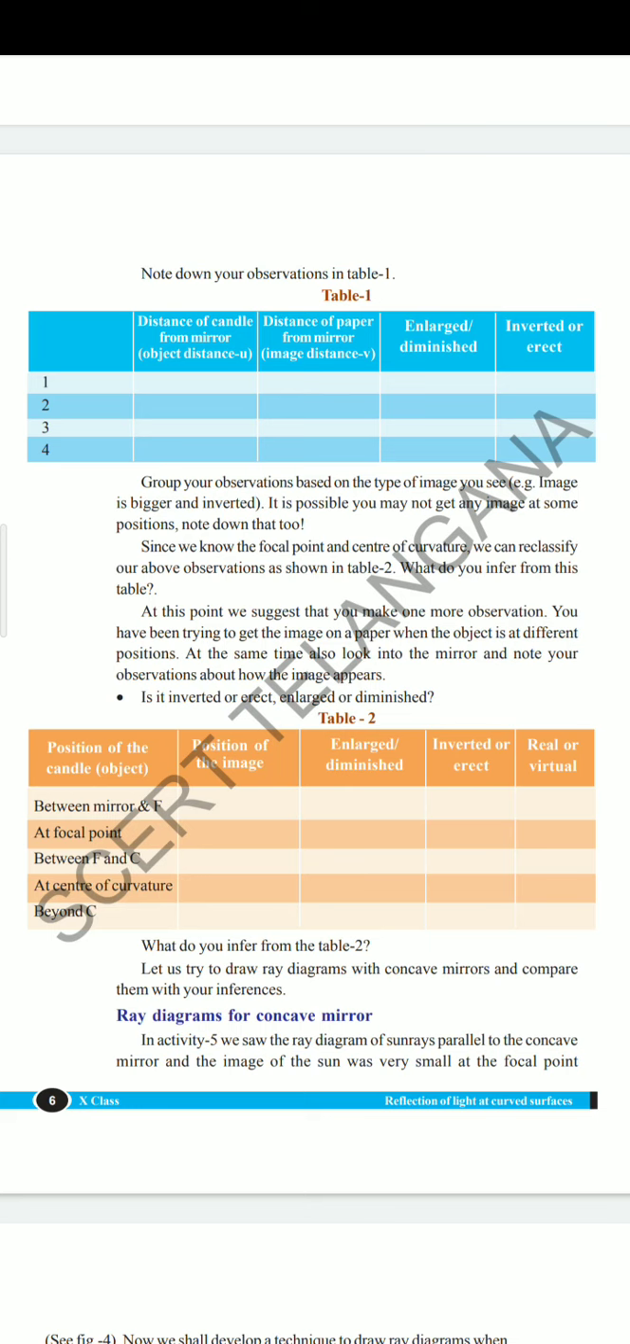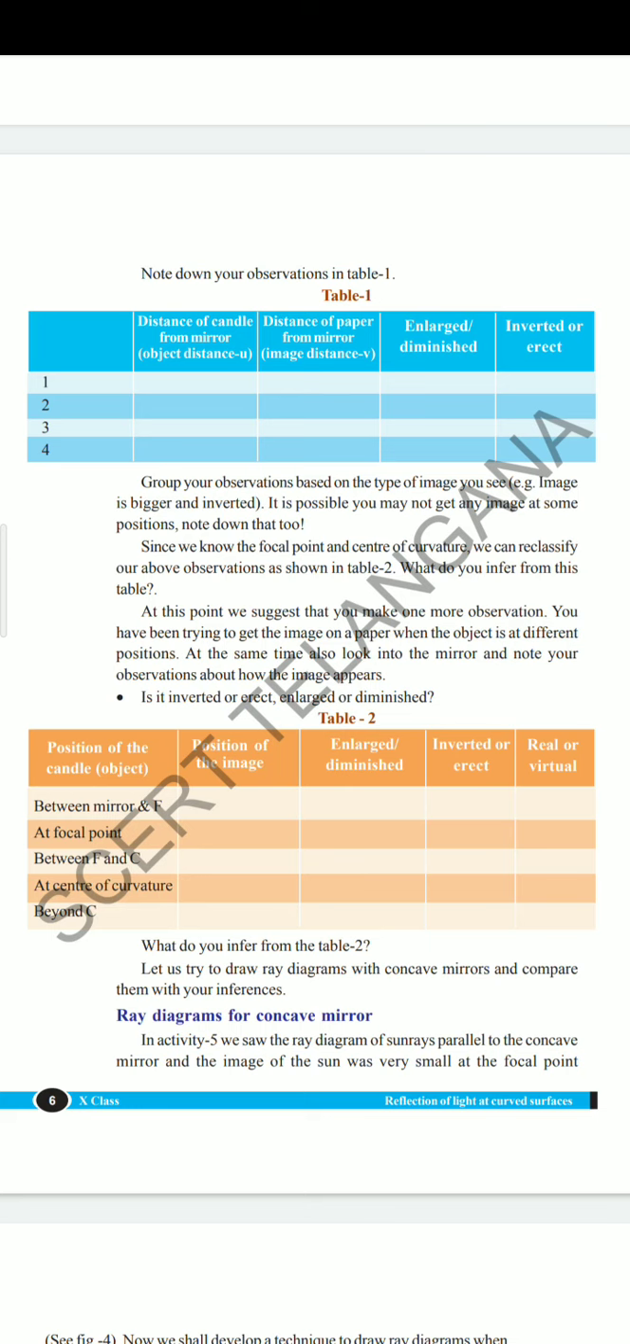At this point, we suggest that you make one more observation. You have been trying to get the image on a paper when the object is at different positions. At the same time, also look into the mirror and note your observations about how the image appears. Is it inverted or erect, enlarged or diminished?